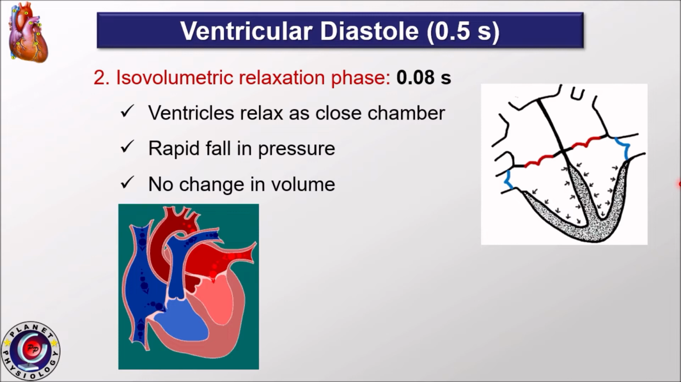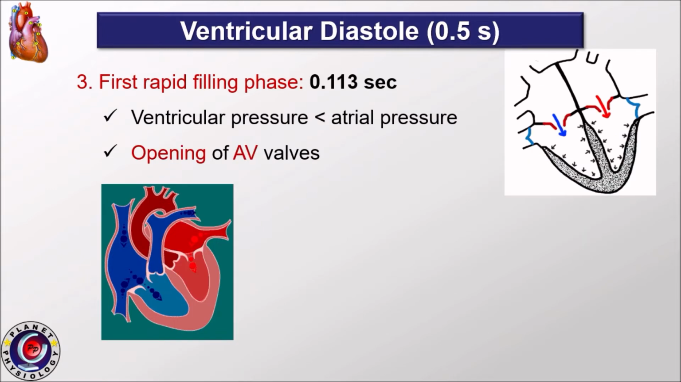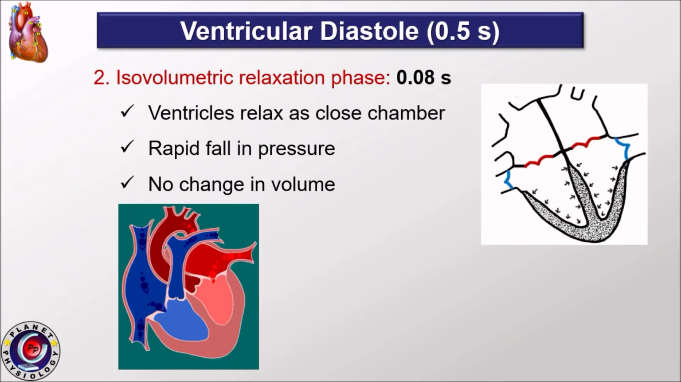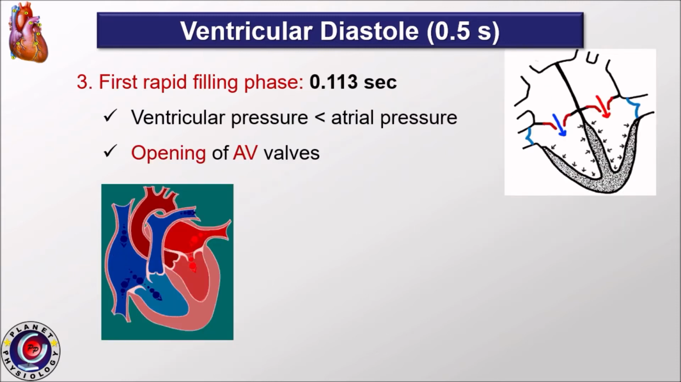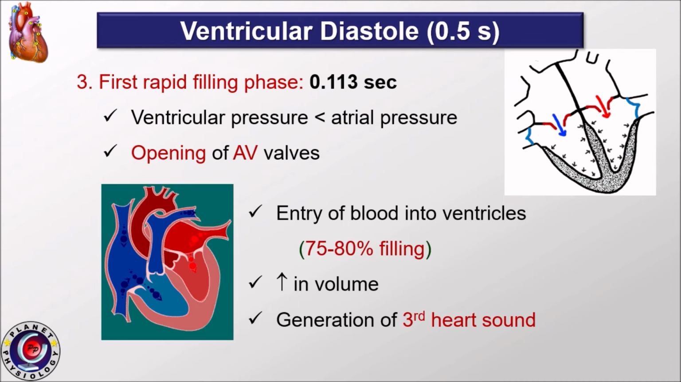Now as the ventricles are relaxing as a closed chamber, there will be a rapid fall in the ventricular pressure. As soon as it becomes lesser than the atrial pressure, the AV valves will open, and opening of the AV valves marks the beginning of the next phase of ventricular diastole, that is the first rapid filling phase, and it lasts for 0.113 seconds, or you can say 0.11 seconds. As soon as the AV valves open, whatever blood has accumulated in the atria, most of it rushes into the ventricles. This causes about 75% filling of the ventricles. So ventricular volume increases rapidly.